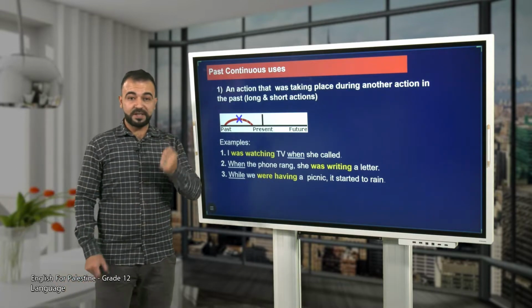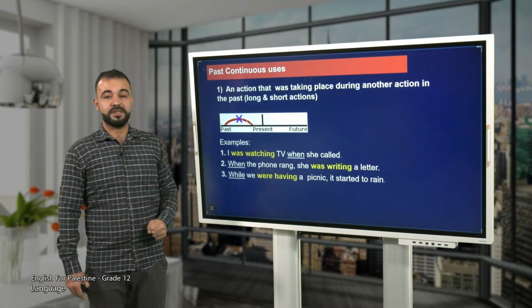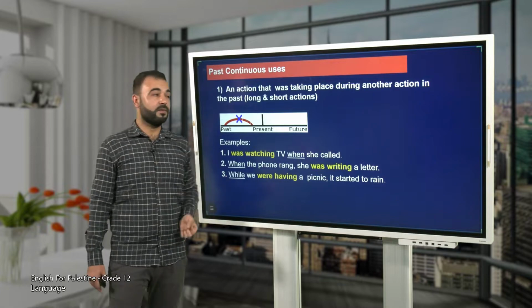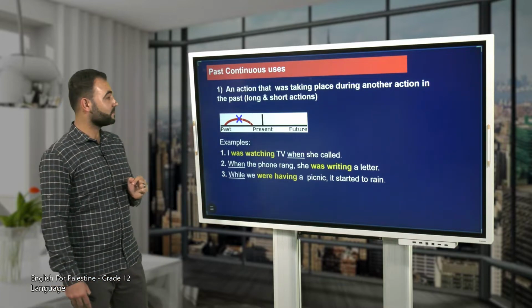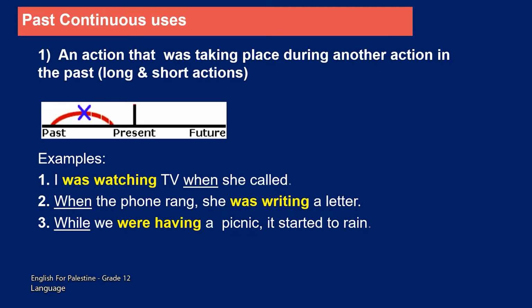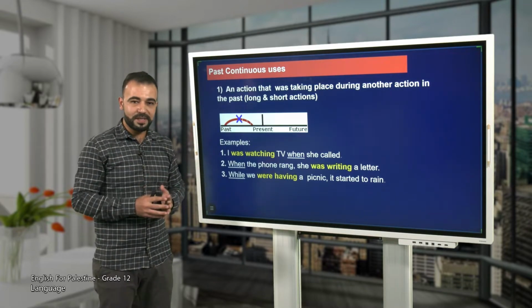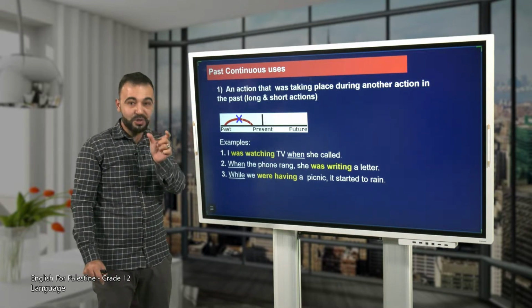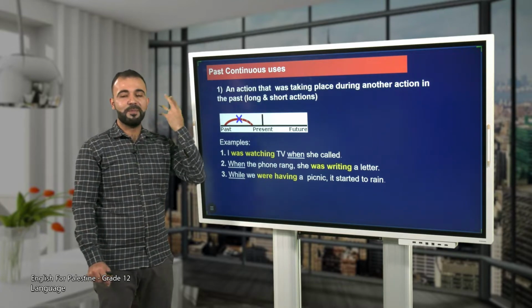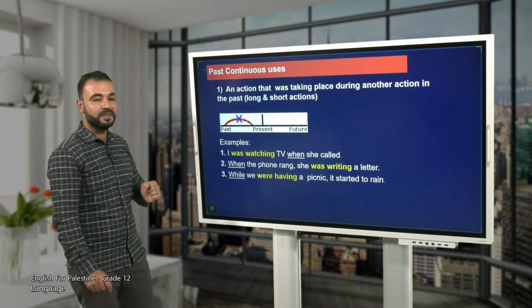Now, the second tense, the past continuous. What are the uses of this tense? Number 1, an action that was taking place during another action in the past. We have a long action which was interrupted by another action, a short action, and both of them in the past. Let's see the examples.